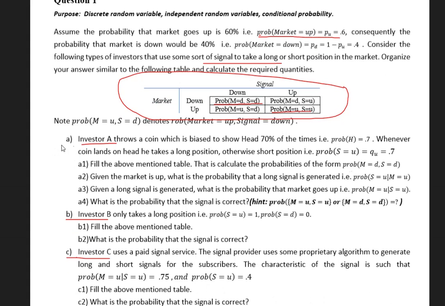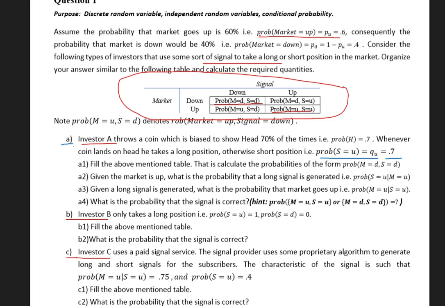Now let's do part A. Investor A throws a coin which is biased to show heads 70% of the time. That is, his probability of heads is 70%. Whenever the coin lands on heads, he takes a long position, otherwise a short position. All that is translated to this fact that the probability of the signal being up is 70%. So, fill the above mentioned table.